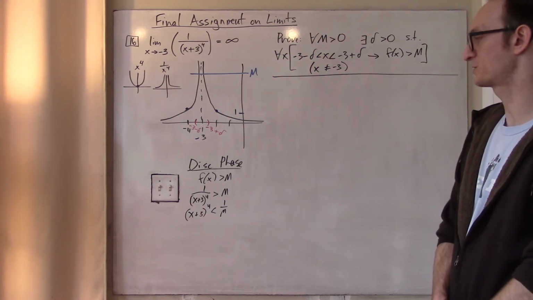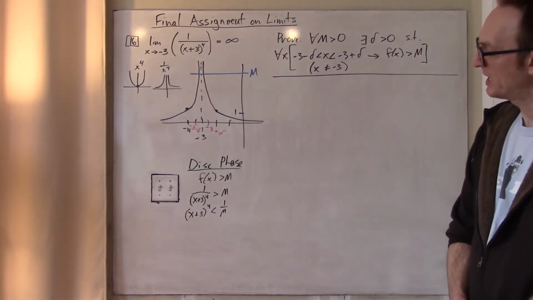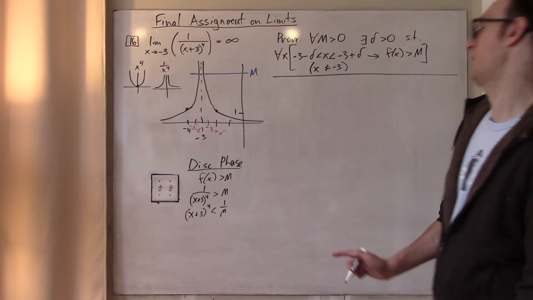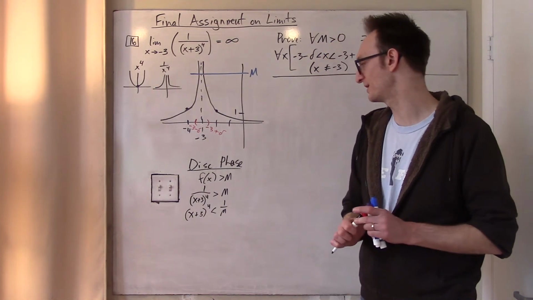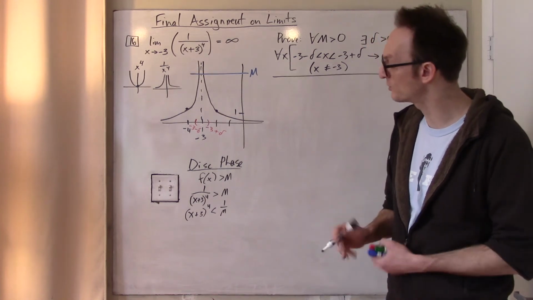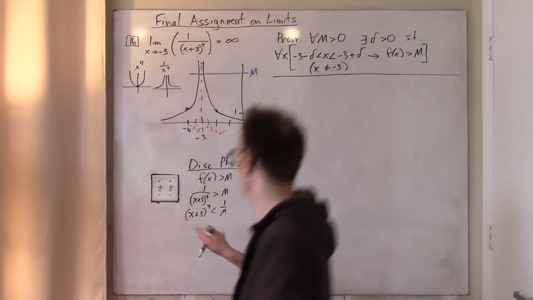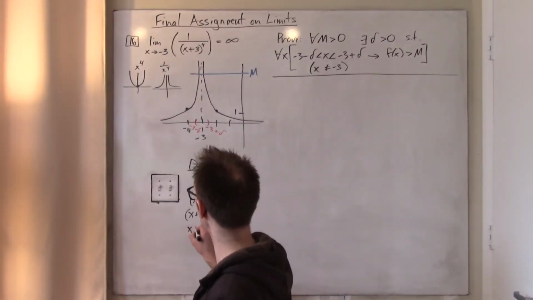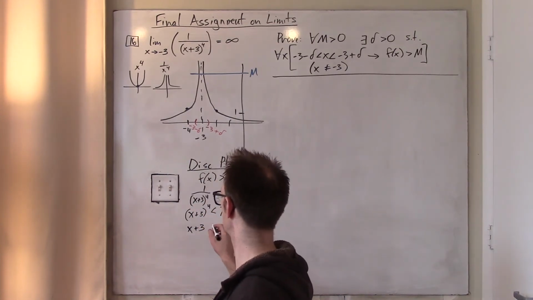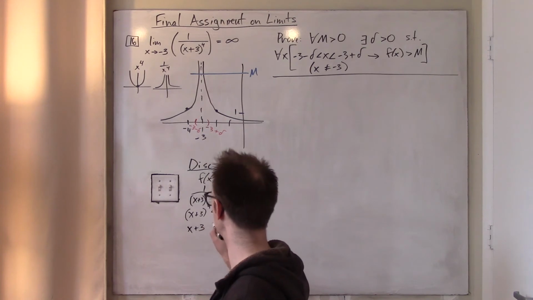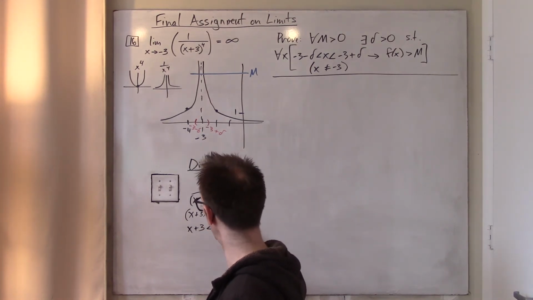By just reciprocating both sides. Yep. And now what? Well, now I need to raise both sides to the 1/4 power. So basically just take the fourth root of both sides, and I get that x plus 3 will be true when x plus 3 is less than 1 over the fourth root of m.